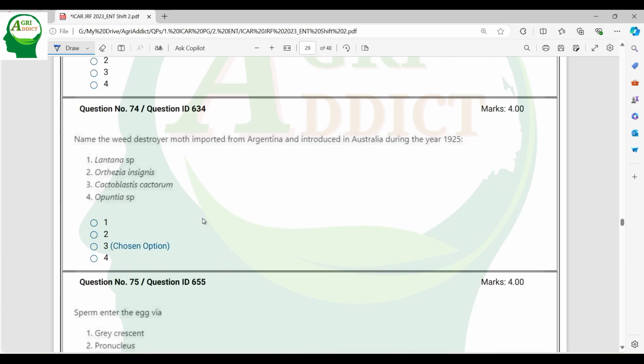Again I am telling you, these are the answers from the official answer key. There can be mistakes, because so many mistakes are there in this official answer key. So if you find any mistake, then just comment it in the comment box. It will be beneficial for me also to rectify the mistakes.